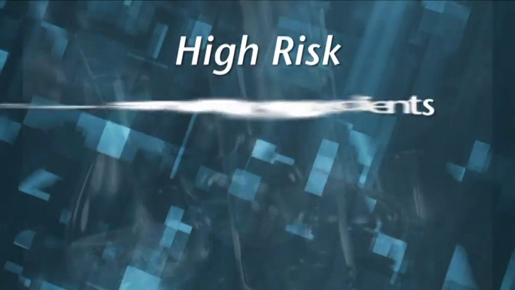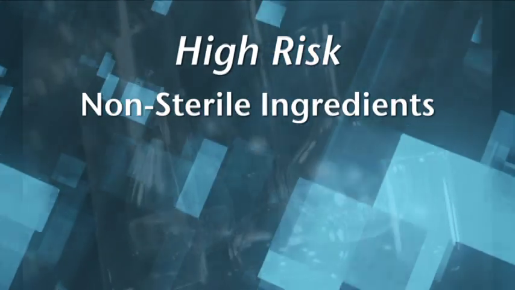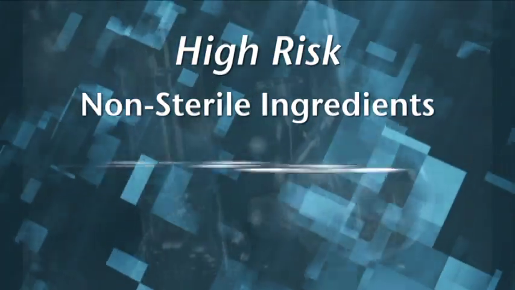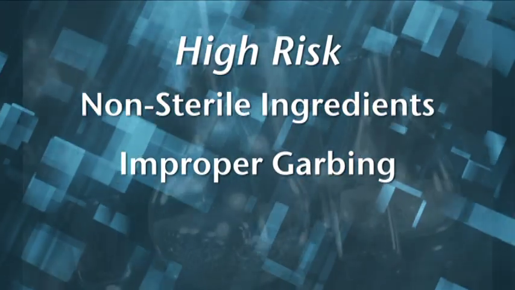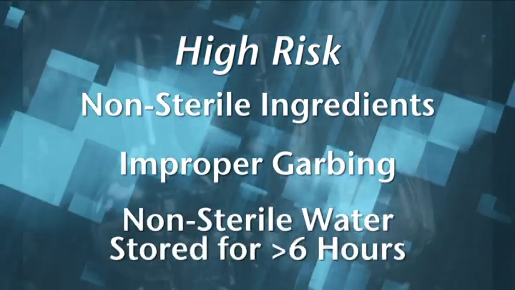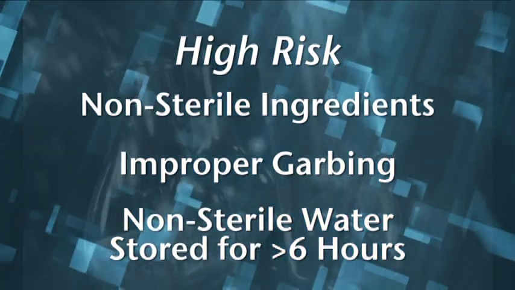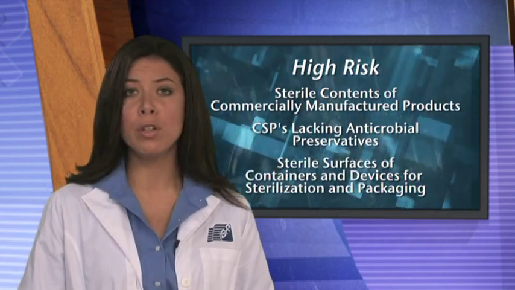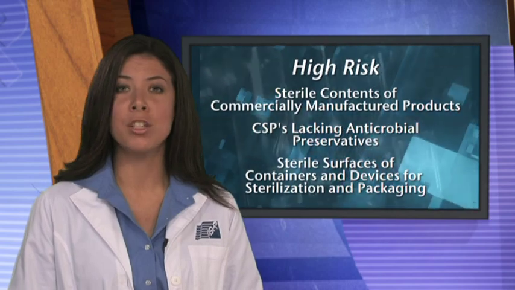They are non-sterile ingredients, including manufactured products not intended for sterile routes of administration. Compounding personnel are improperly garbed and gloved. Preparations containing non-sterile water that are stored for more than 6 hours before being sterilized. And finally, if any of the following are exposed to air quality less than ISO Class 5 for more than 1 hour, they are considered high risk. Sterile contents of commercially manufactured products, CSPs that lack effective antimicrobial preservatives, and sterile surfaces of containers and devices for the preparation, transfer, sterilization, and packaging of CSPs.